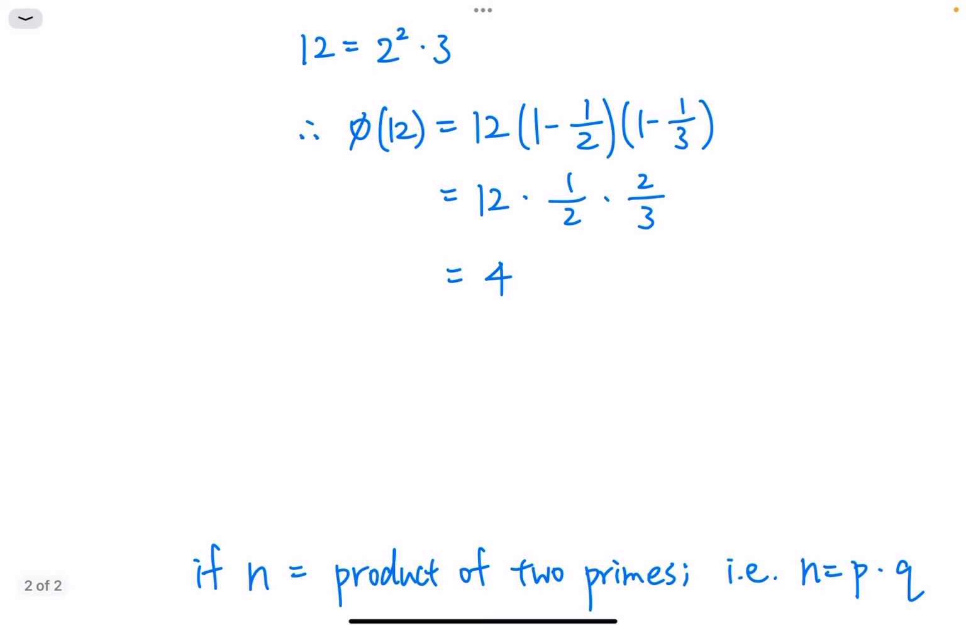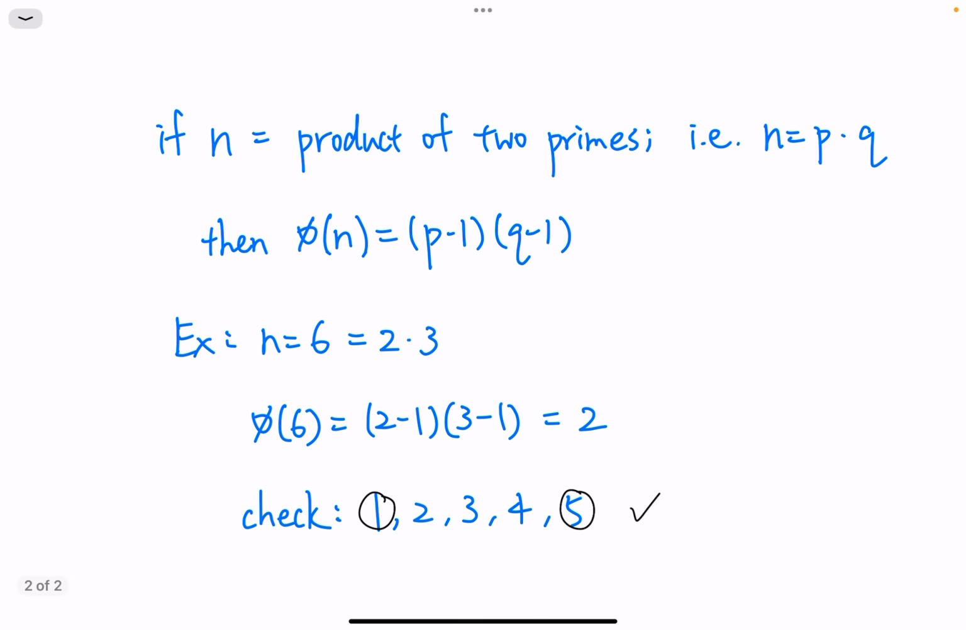And well, in cryptography, in the RSA algorithm, most of the time you'll see that the number n it uses is a product of two primes. In this case, we denote it as n equals p times q. Then this is sort of a special case. And in this case, phi n is equal to p minus 1 times q minus 1.